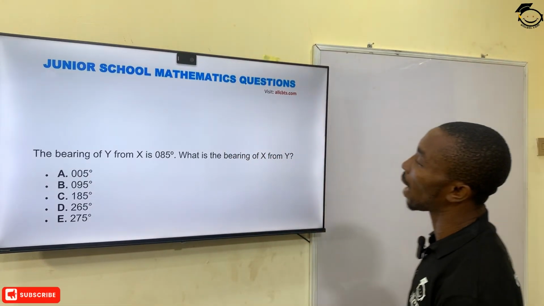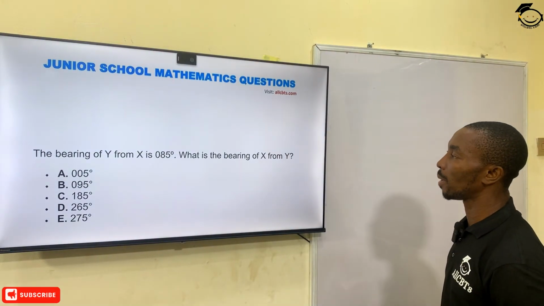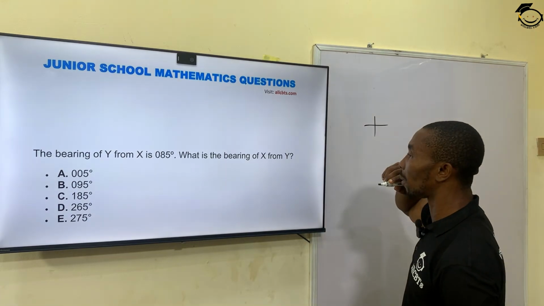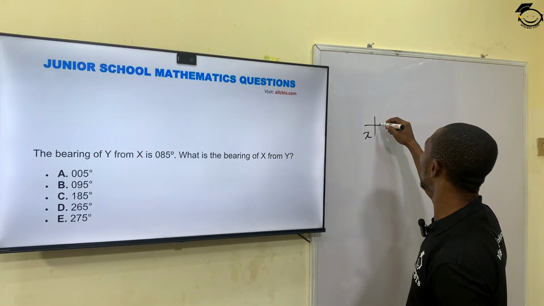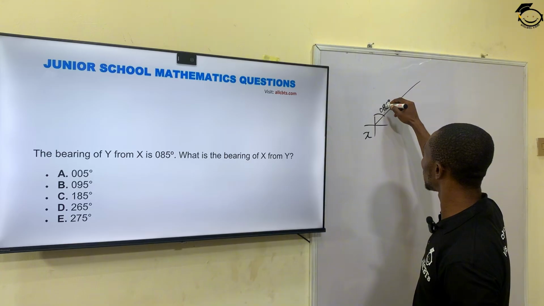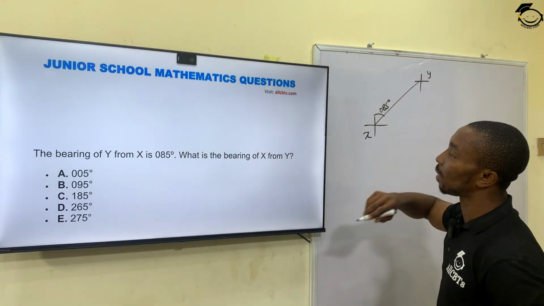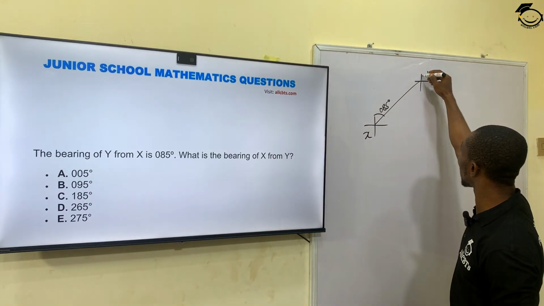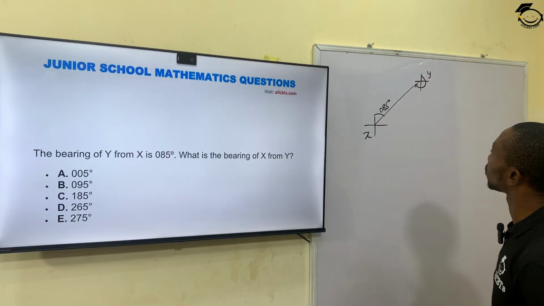The bearing of y from x is 085 degrees. What is the bearing of x from y? Now, the bearing of y from x: if this is our position x, we have 085 degrees to get to y. Now, they're asking for the bearing of x from y, so we have to calculate this angle here.